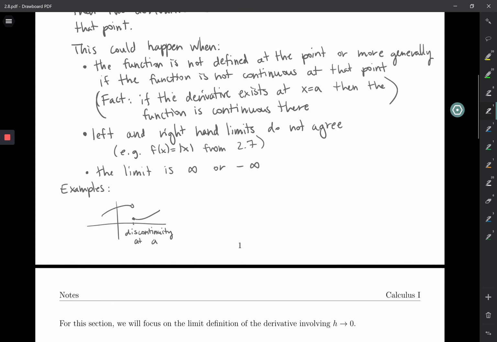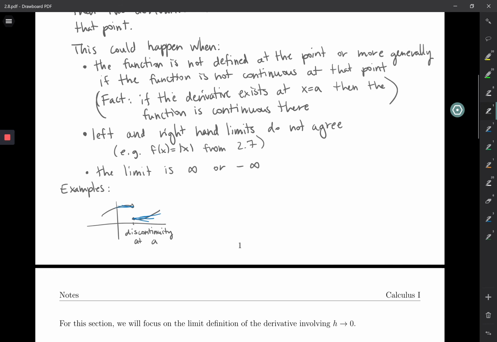If you were to think of drawing your approximating secant lines and approaching this point A, if you approach from the left and you're drawing secant lines that are getting closer and closer to A, and then you approach from the right, or sorry, I got them mixed up, you're not going to get the same result. It's not converging to one single tangent line, right? Okay, so that's one example.